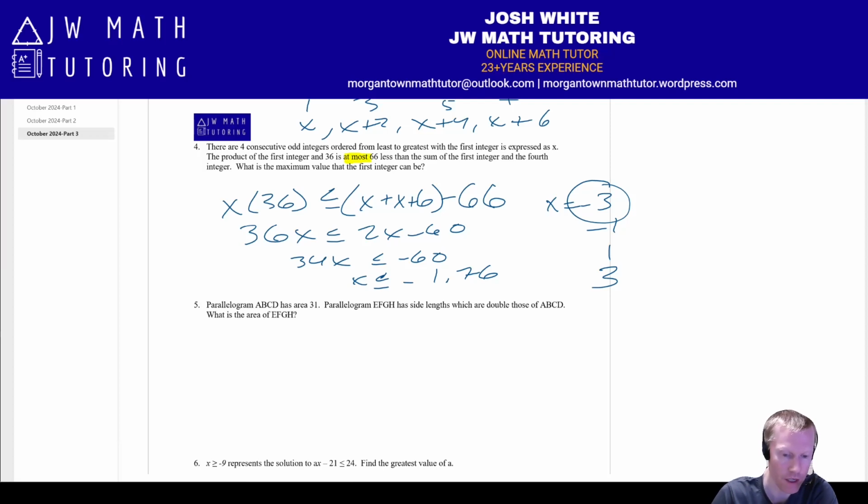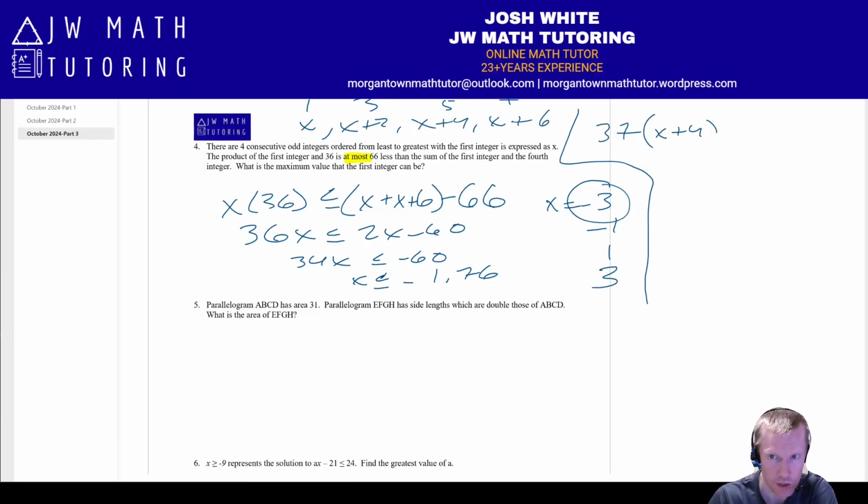Also, I will let you know of a similar problem with similar wording that I saw. Let me just look at my notes here. The way that this one was worded is it basically said 37 times the third integer, and I'm assuming here it would have the same "at most," 68 less than the sum of the first and fourth integers. So it had the same x plus 6 on the right, and then minus 68 instead of minus 66.